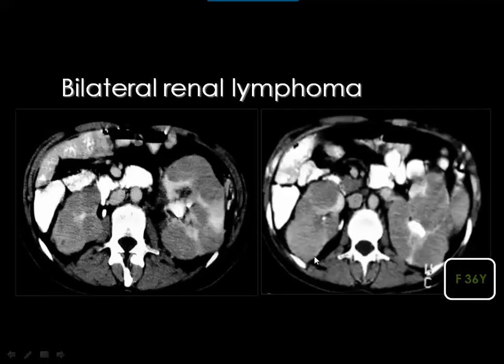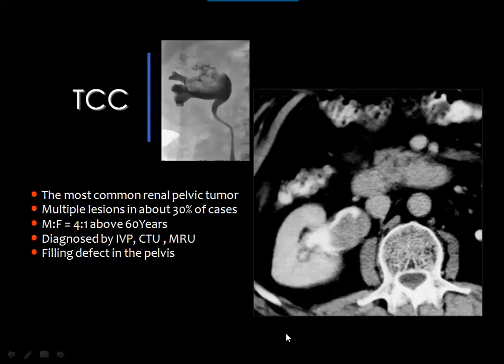Then this is also a case of lymphoma. Both kidneys are enlarged. They are infiltrated by multiple solid masses compressing the collecting system.